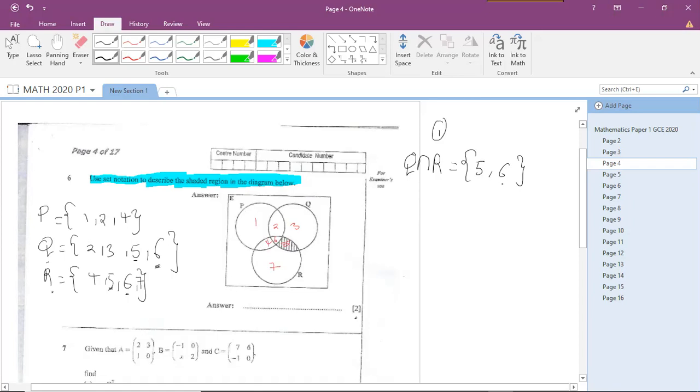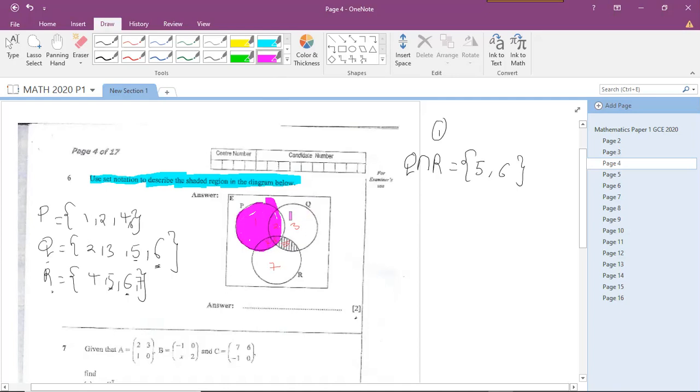I'm trying to get rid of this 6 here. Set P will have 1, 2, 4, and 6. So I'm trying to get rid of this 6 here. Which set can I use? I'm going to use set P because set P has that 6 there. Somehow set P is going to have the ability to get rid of that 6.